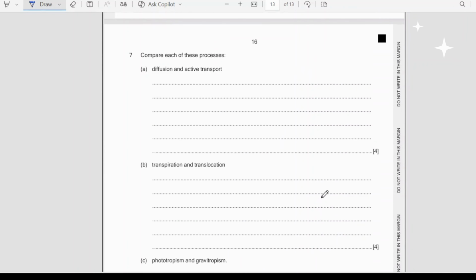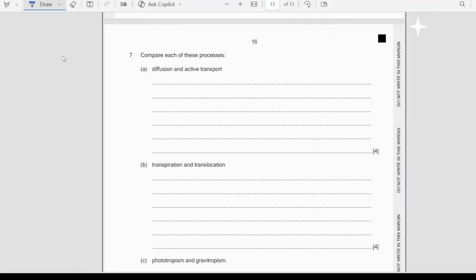Last question. Number one, what is the difference between diffusion and active transport? The question is about comparing, but here these are separate processes. Whenever there is the word compare, it means you have to give the similarities and differences. Since these are different processes, you also have to give the differences between these. What is diffusion? From the region of high concentration to the region of low concentration.